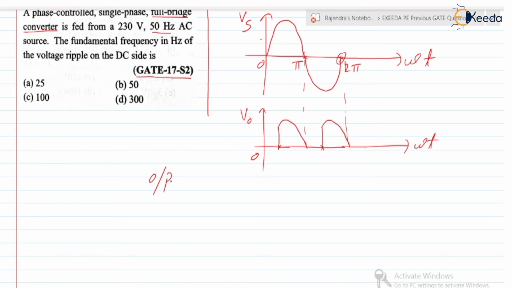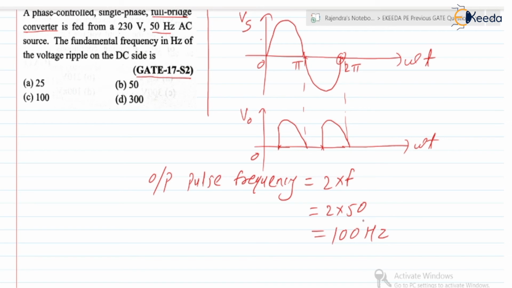So therefore output pulse frequency is equal to 2 times supply frequency. Okay, what is the supply frequency? 50. So 2 into 50, so it is equal to 100 hertz.